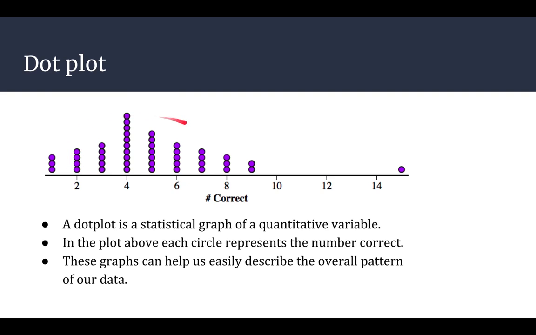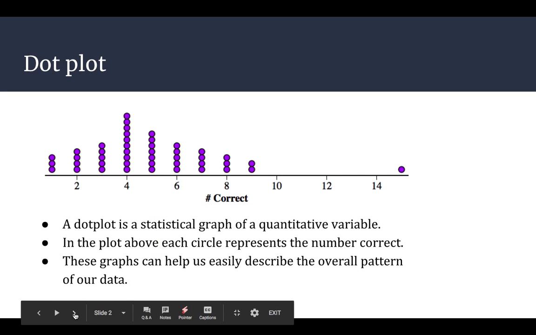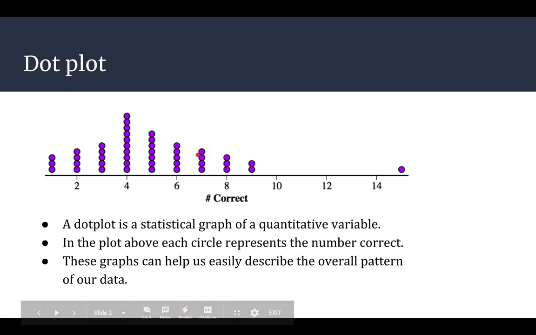All this data together is called a distribution. And this particular distribution is displayed using a dot plot. You always title things number correct. And this is just like creating a line, a number line. That's one way of describing data. This data here is quantitative data, which is a number.